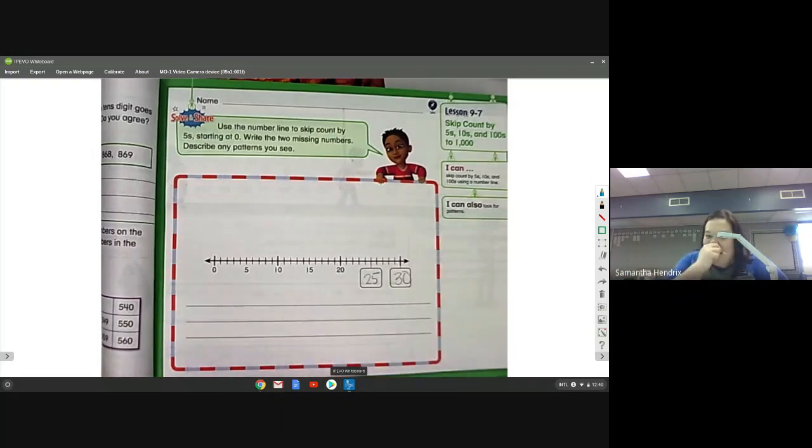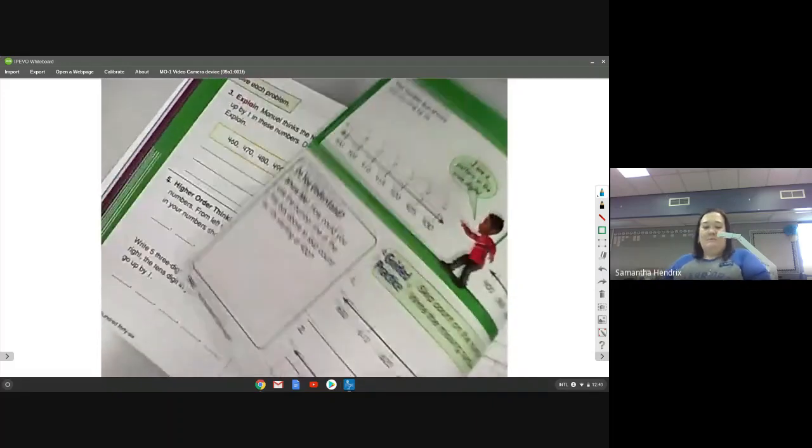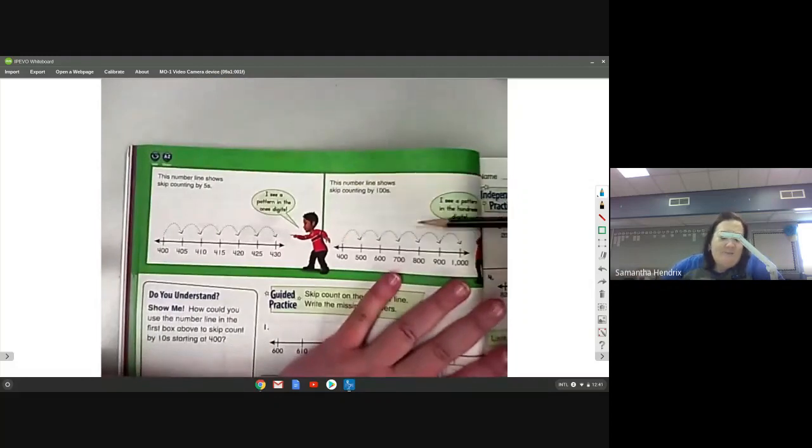Okay, so what patterns do we notice? We have a 0, 5, then it ends on a 0, the ones digit, 0, 5, 0, 5, 0, 5, 0. Okay, look at the back page. I didn't show you the video today, so let's just look at this, okay?